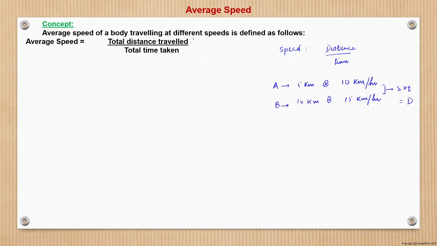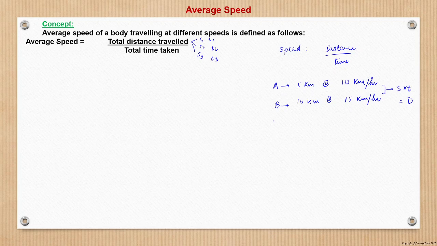Now, in total distance traveled, there may be a part of the distance covered at a certain speed, then another part covered at another speed, then another part at yet another speed, right? And thereby taking some time t1, t2 and t3. Therefore the total time taken will be t1 plus t2 plus t3, and the total distance traveled would be s1 t1 plus s2 t2 plus s3 t3. When we divide total distance upon total time, we find the average speed.